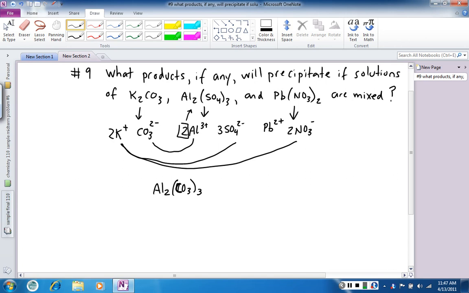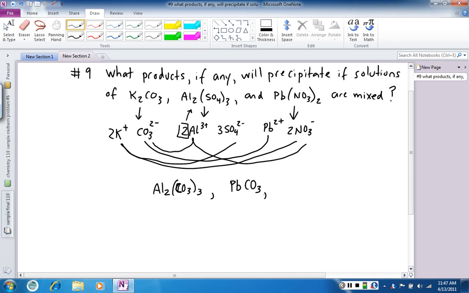Next step is to go from Al3 plus over to NO3 minus. That's soluble. NO3 is always soluble. The last 2 steps is to take Pb, go over to CO3. When you do that, you'll realize that Pb is not soluble with CO3. The formula is PbCO3 because both ions are plus 2 charged.